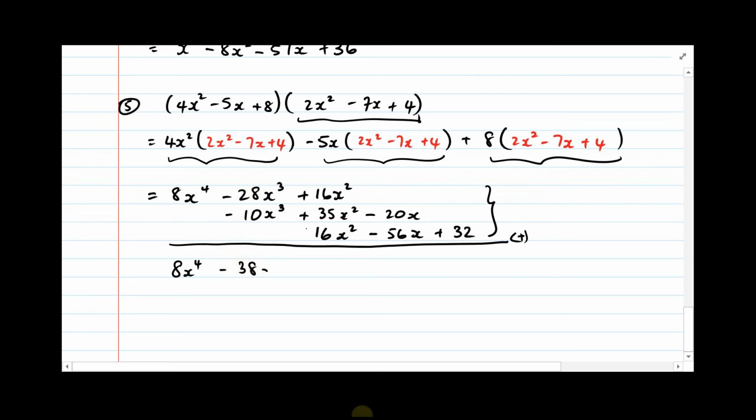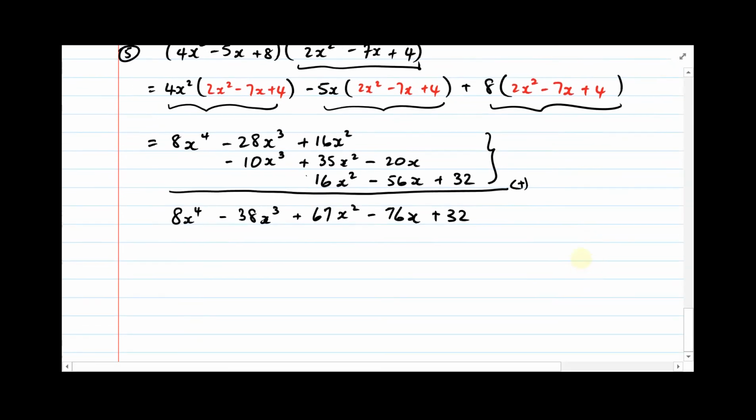So 38x to the 3rd. Adding these, we have 32, 67x squared, 76x and 32. Do check my calculation. I believe that it is correct, but I am just making these up as I go along, so I do want you to check. All right.